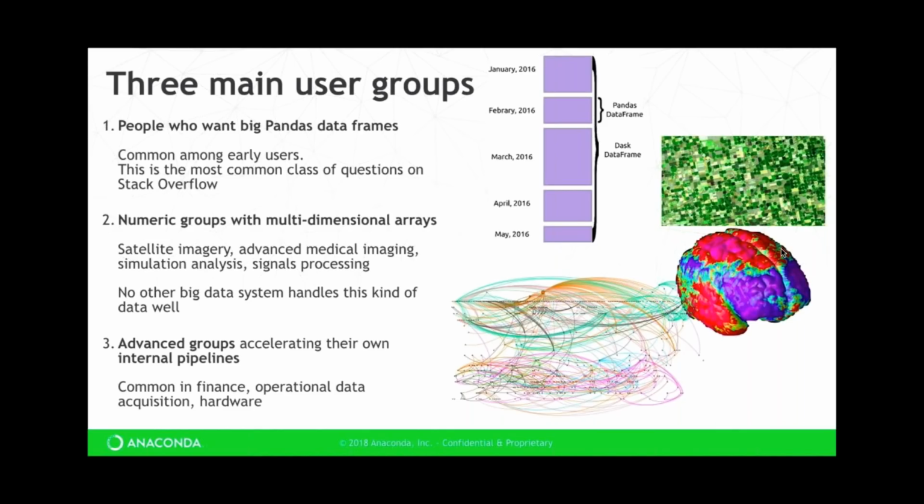This is very common in finance, also operational systems that do data acquisitions or physical hardware devices. And I would say, based on my experience interacting with people, Dask users roughly fall, maybe a third into each of these categories. None of them is particularly dominant. So that ends up creating a good group of people that all push on Dask in different ways and force the project to grow and evolve in a way that seems to support everyone.